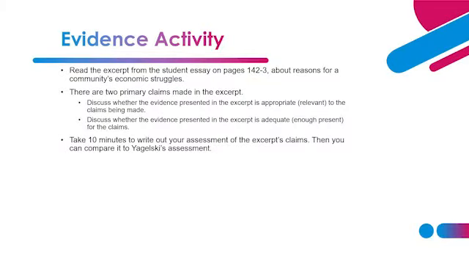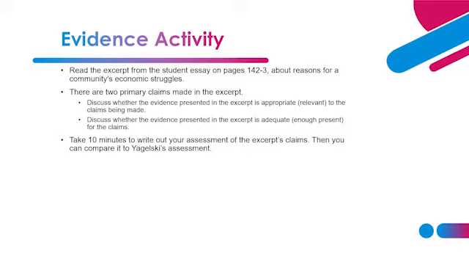Now, here's an example that I want you guys to work with. We're going to have you pause this for about 10 minutes and work through the flowchart with this excerpt. We have an excerpt from a student essay on pages 142 and 143, about reasons for a community's economic struggles. There are two primary claims made in the excerpt. Discuss whether the evidence presented in the excerpt is appropriate to the claims being made.